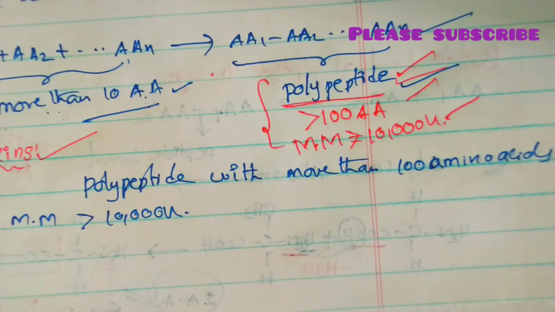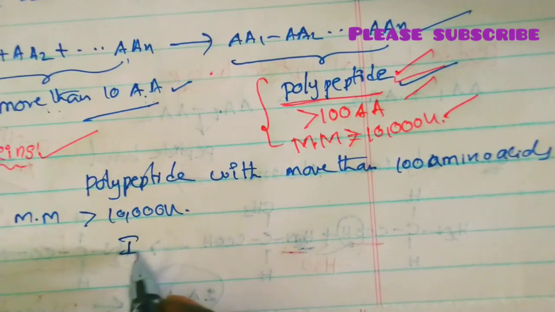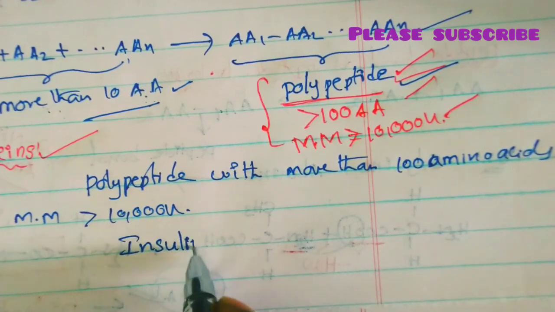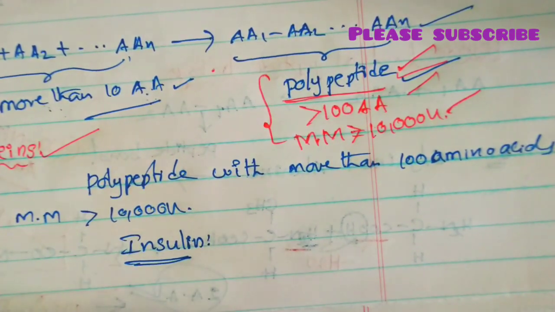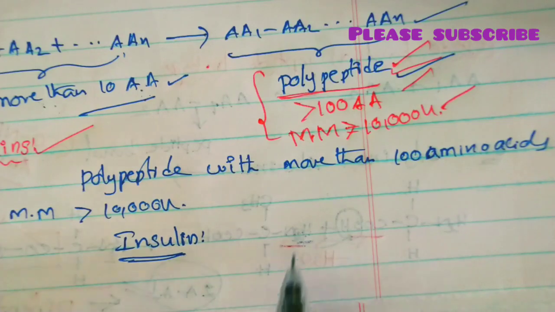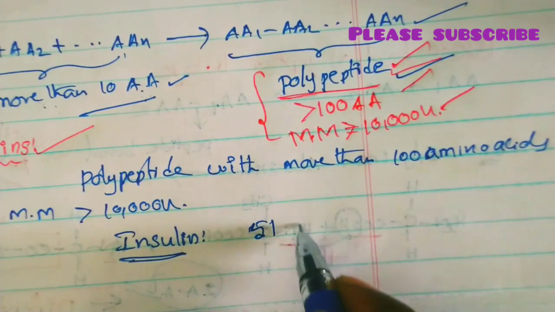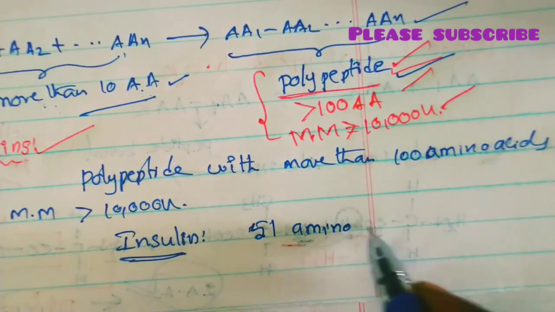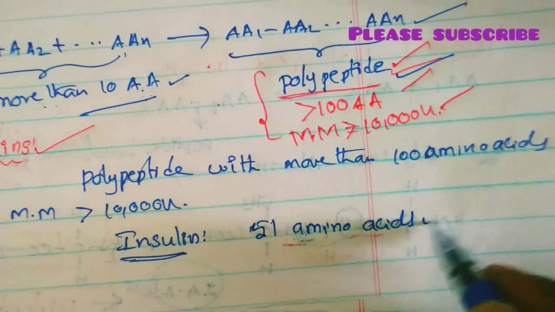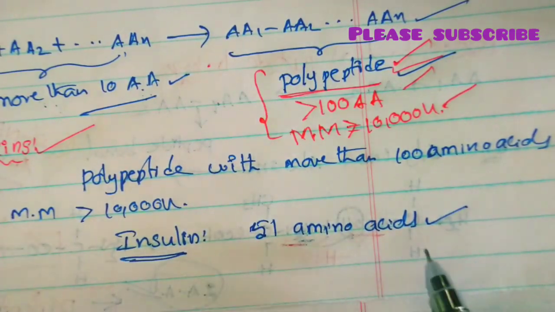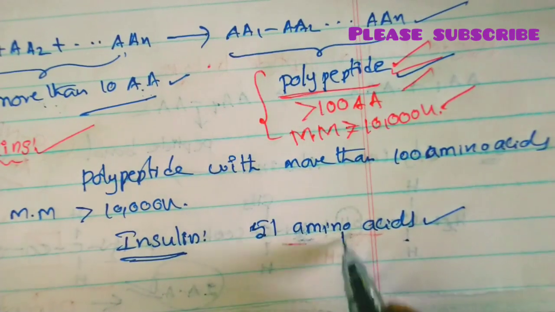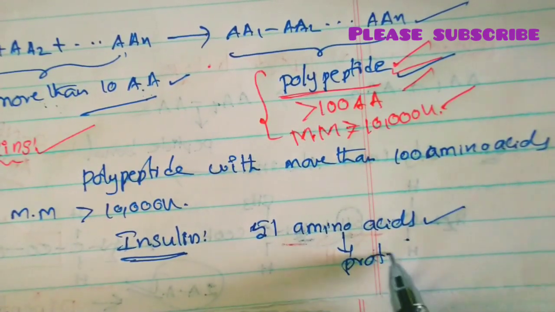But some exception cases are also there. Some proteins do not contain more than 100 amino acids. Suppose I take insulin. It is one of the exception cases. It contains only 51 amino acids. Everyone should remember this point. In insulin, only 51 amino acids are there, but it is a protein.